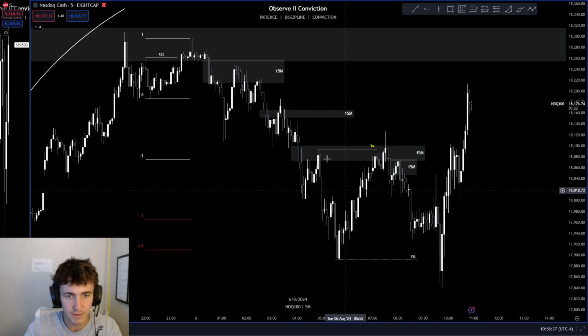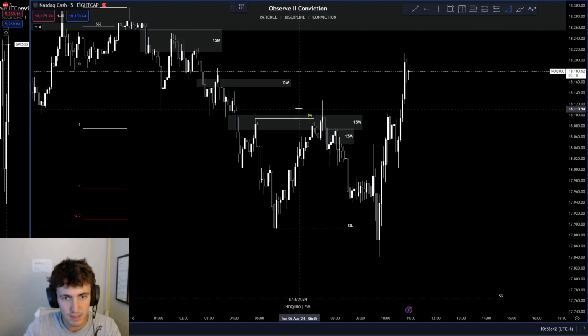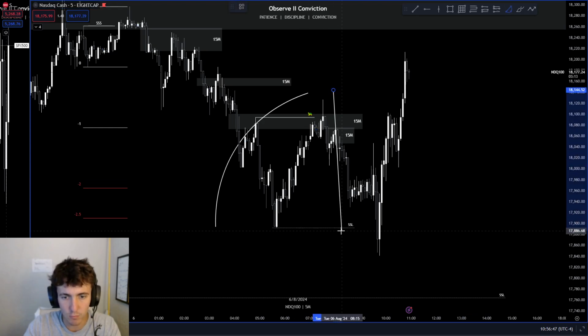So you have this overall model. You're looking at this right here. This is your internal range right here. So what you see here is a clean market maker sell model. Why is that? What do we have here?